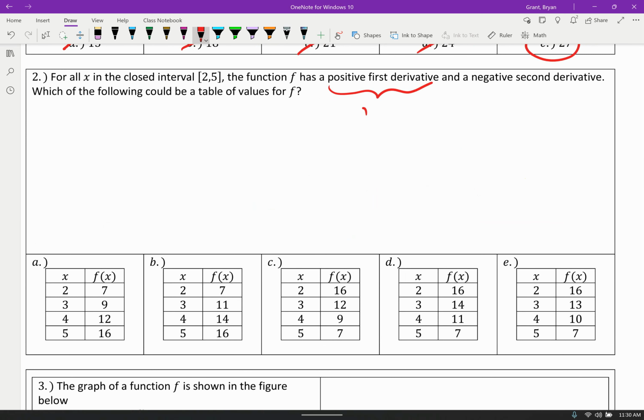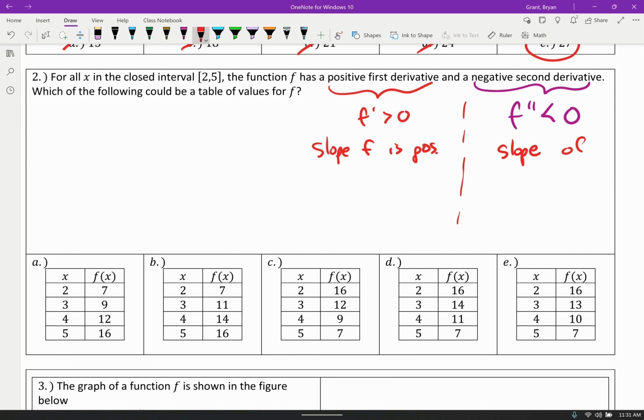F has a positive first derivative, so f prime is greater than 0, and a negative second derivative, f double prime is less than 0. So it tells us a few things, right? It tells us the slope of f is positive. And although you could certainly say that f is concave up, it tells us the slope of f is decreasing. So we are going up by positive values, but the positive values are shrinking.